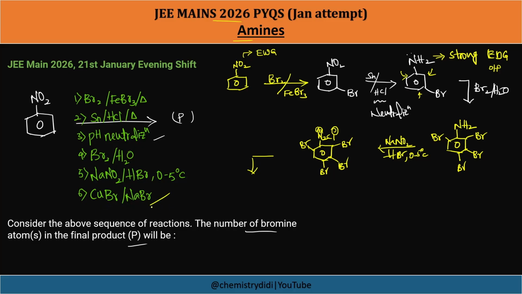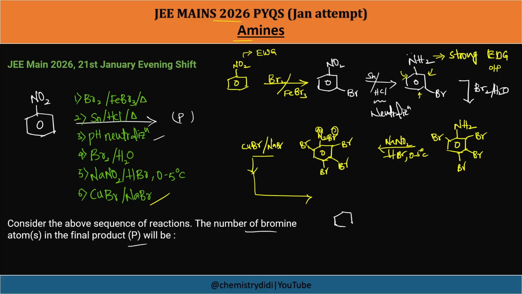This is the name of the reaction, which is the Sandmeyer reaction, right? CuBr in the presence of NaBr. Here simply the N2 plus and Br negative will get replaced by bromine. Simply we'll get this product. So let me write it over here. Finally we have got the answer.